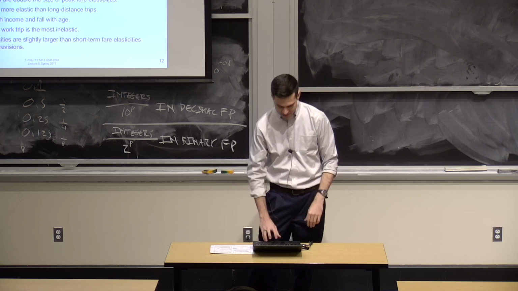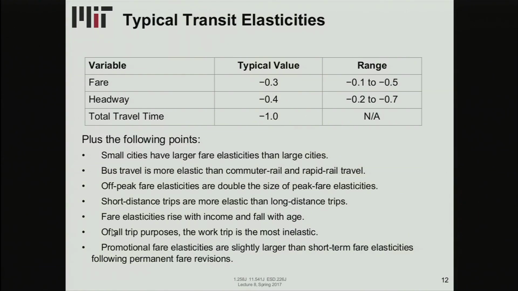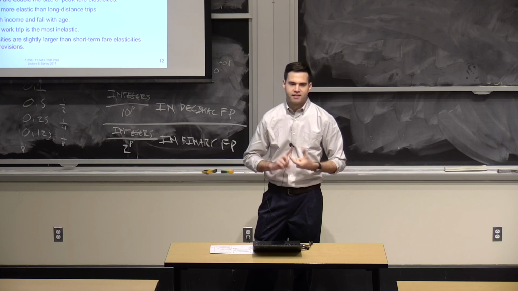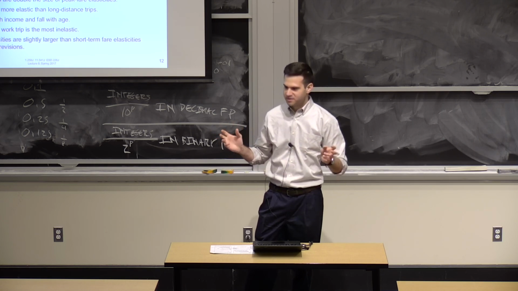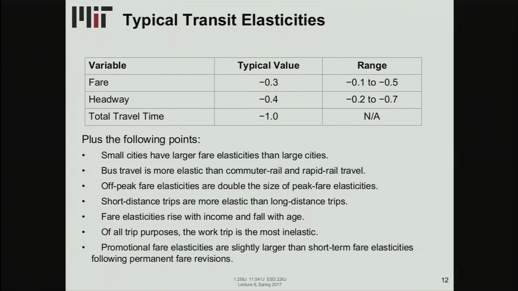Great. Short distance trips are more elastic than long distance trips. We already covered that in the context of rail, so let's skip that. Fare elasticities rise with income. This should be straightforward. You have more options if you have more income. You can afford all other options. So there you go. What about fare elasticities fall with age?